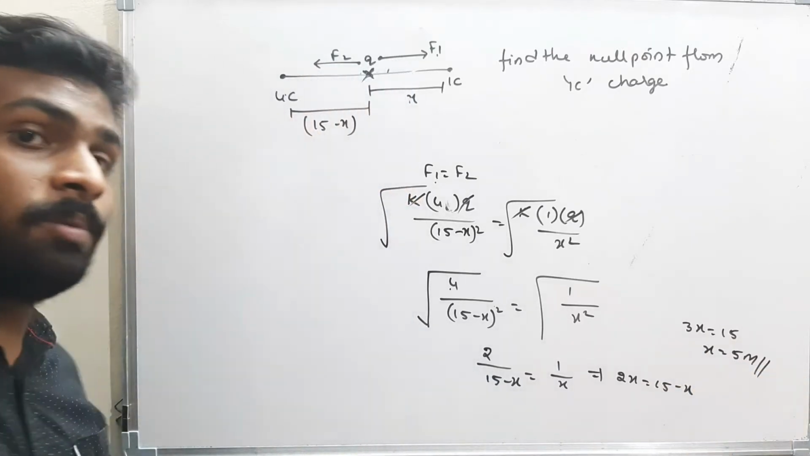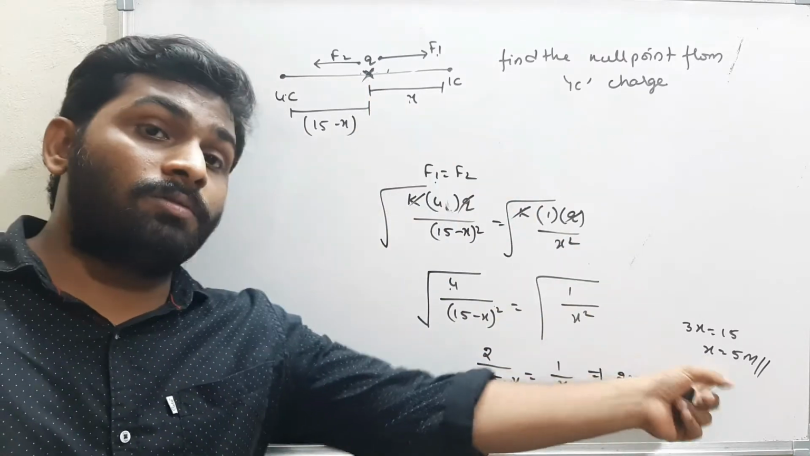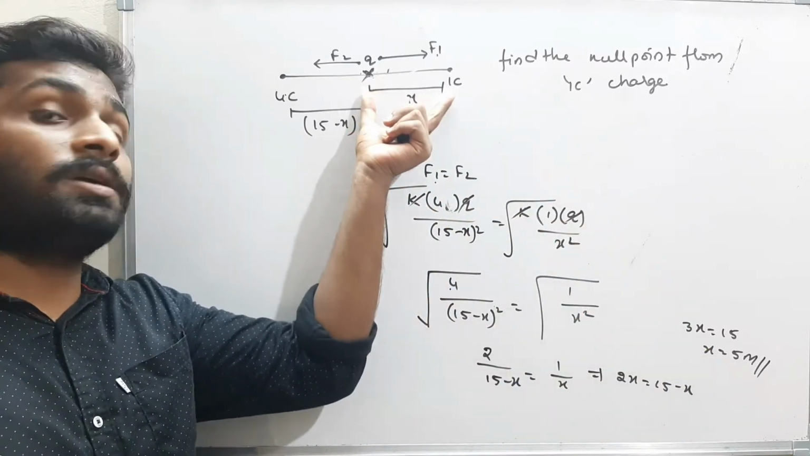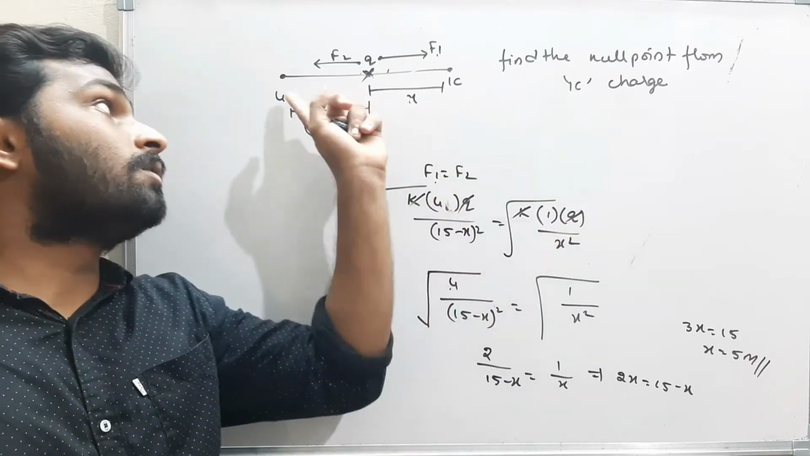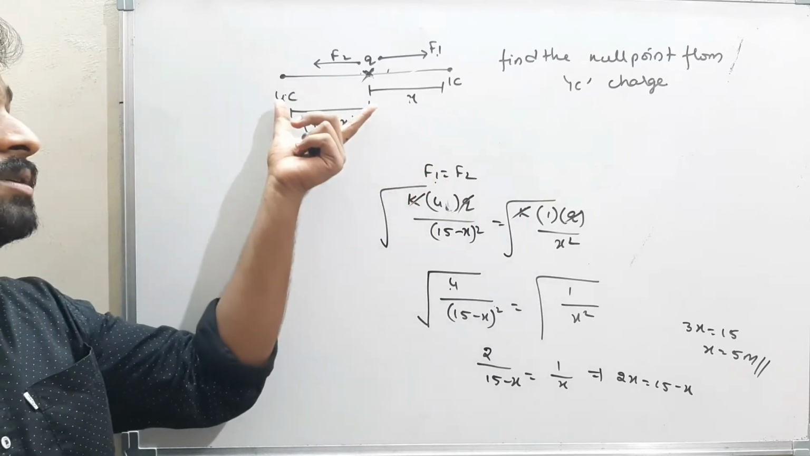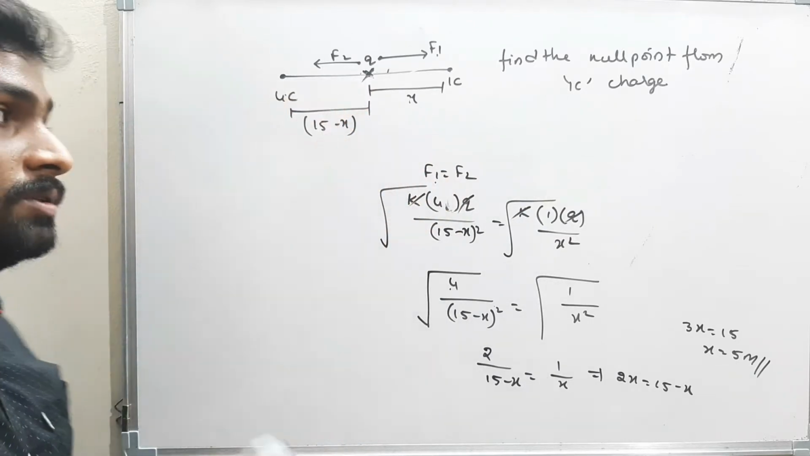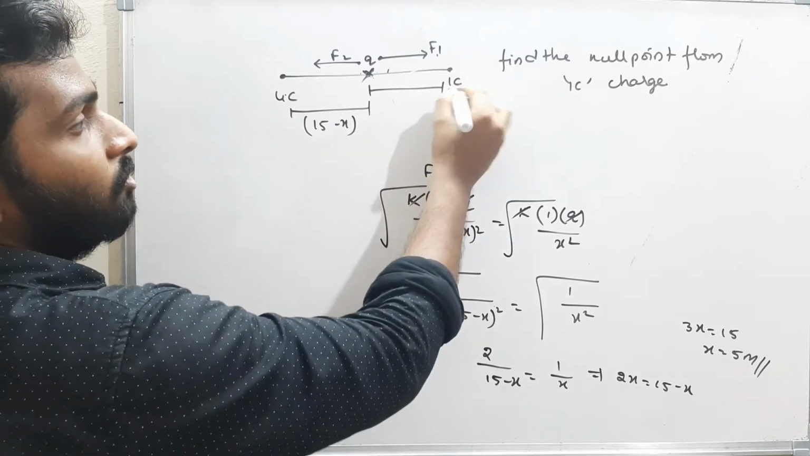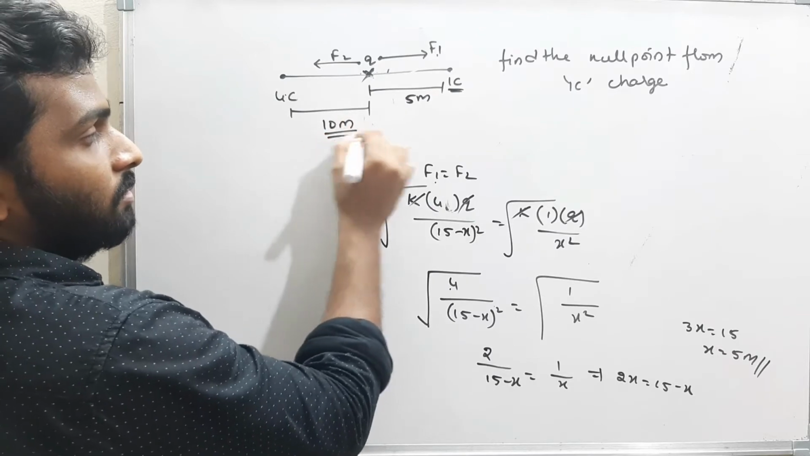That means I got the null point. Where is the null point? The null point is at a distance x, which is 5. Therefore, the null point is at a distance of 5 meters from the 1 coulomb charge. And if they ask to find it from the 4 coulomb charge, the null point is at a distance 15 minus 5, which means 10 meters from the 4 coulomb charge. That means from 1 coulomb it is 5 meters and from 4 coulombs it is 10 meters.